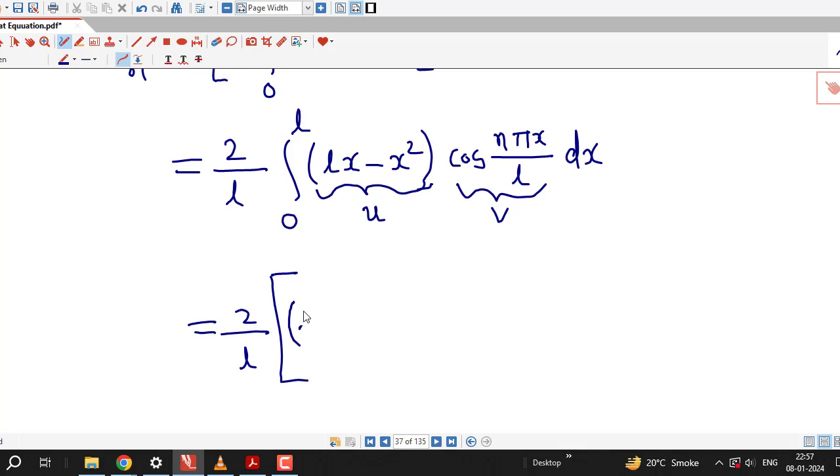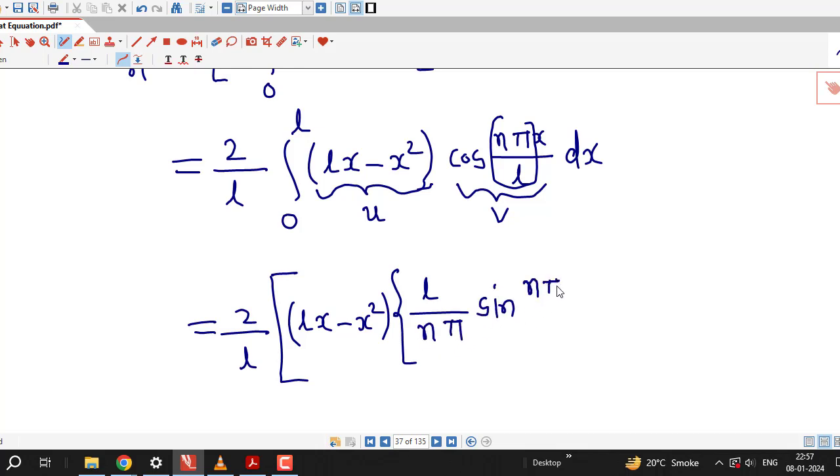So first we keep u as it is, that is Lx minus x square as it is. In the bracket we have to write the integral of this function. The integral of the cosine function is sin(n pi x divided by L), and in the division we have to divide by the coefficient of x, which is n pi over L here. So we will have sin(n pi x over L) divided by n pi over L, that we can rewrite as L over n pi sin of n pi x divided by L.